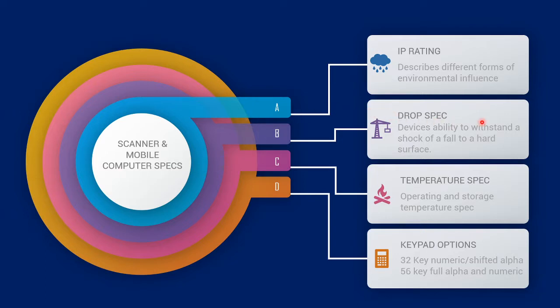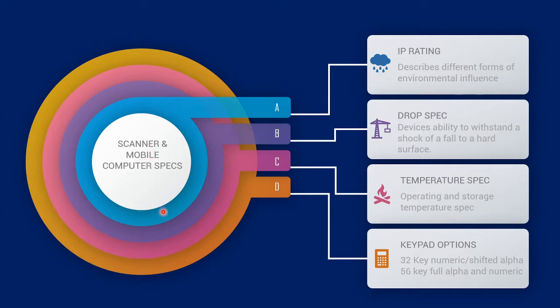If a device doesn't have a drop spec, it might have something we refer to as a tumble test. A tumble test refers to how many times a device has been tumbled in something that looks like a tumble dryer. A lot of the time it's 2,500 rounds per minute, which is quite a lot.